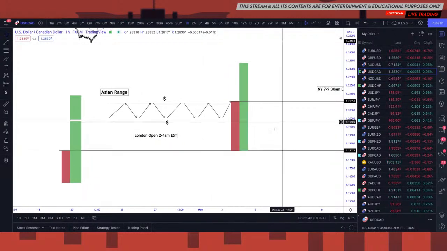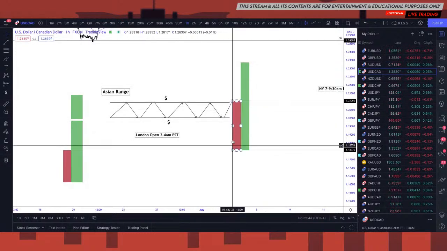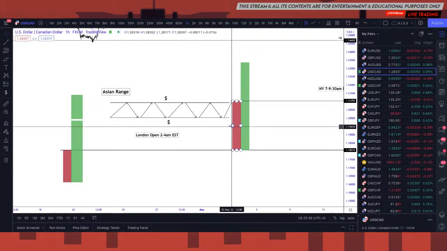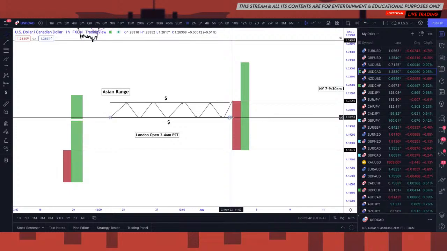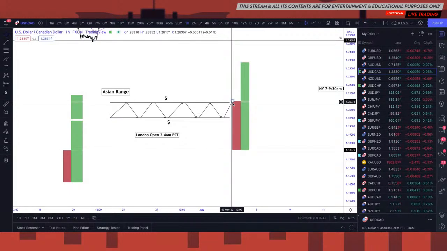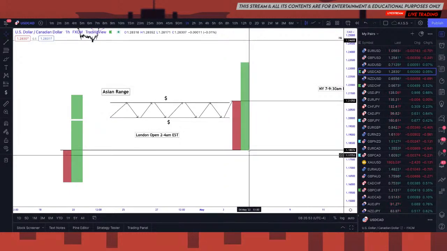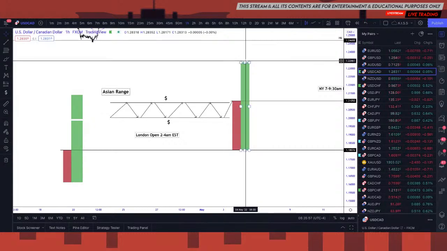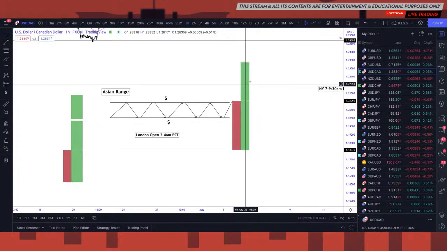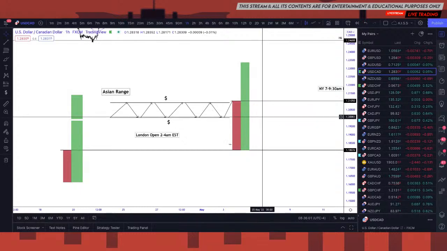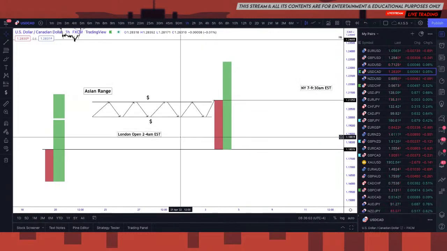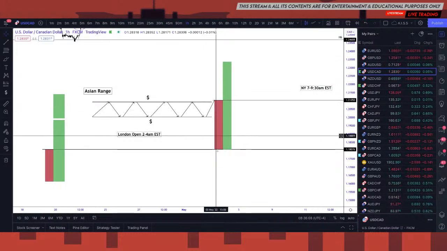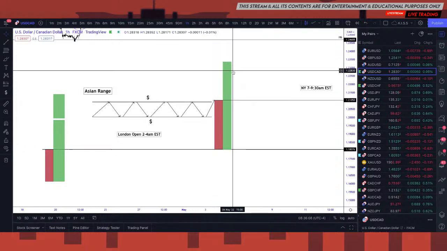Oftentimes we will see a 2 a.m. candle Eastern Time or the 3 a.m. candle Eastern Time, sometimes the 4 a.m. candle, but typically the 4 a.m. candle is your true London session move, so it would be this candle. But that doesn't mean it can't be the 4 a.m. candle. But 2 to 4 a.m. is when we will see that type of sell to buy.